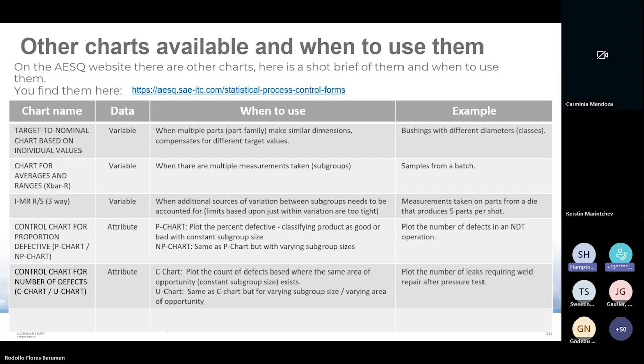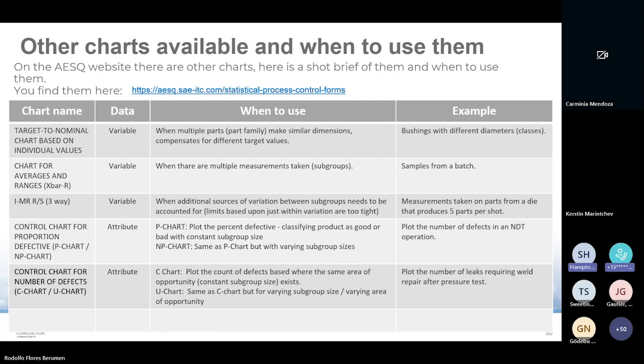You might have something where a die shoots like 5 parts at once. And so if you use that as your subgroup, because you're shooting all 5 parts at the same time, the variation within that die could be incredibly small compared to the variation between shots. And so your control limits could be artificially tight, and everything's going to show up as out of control.